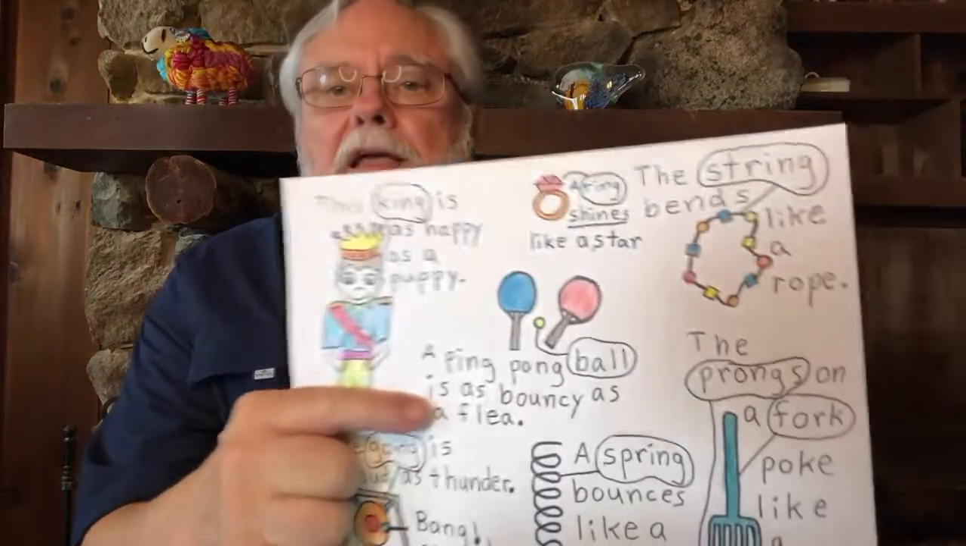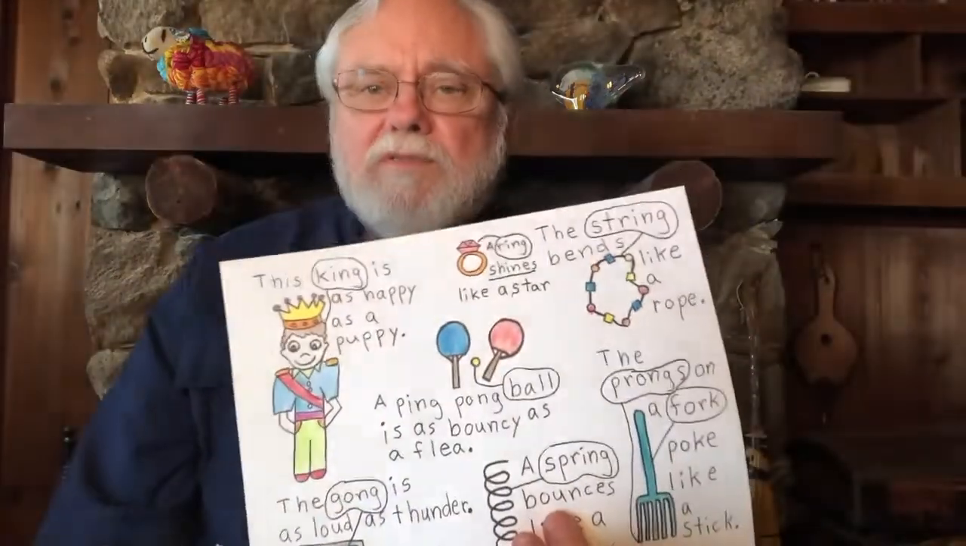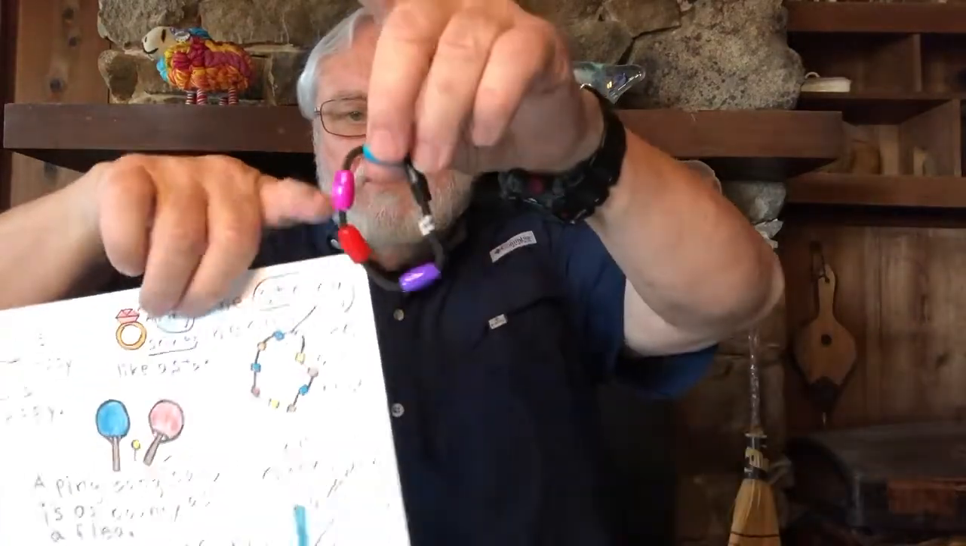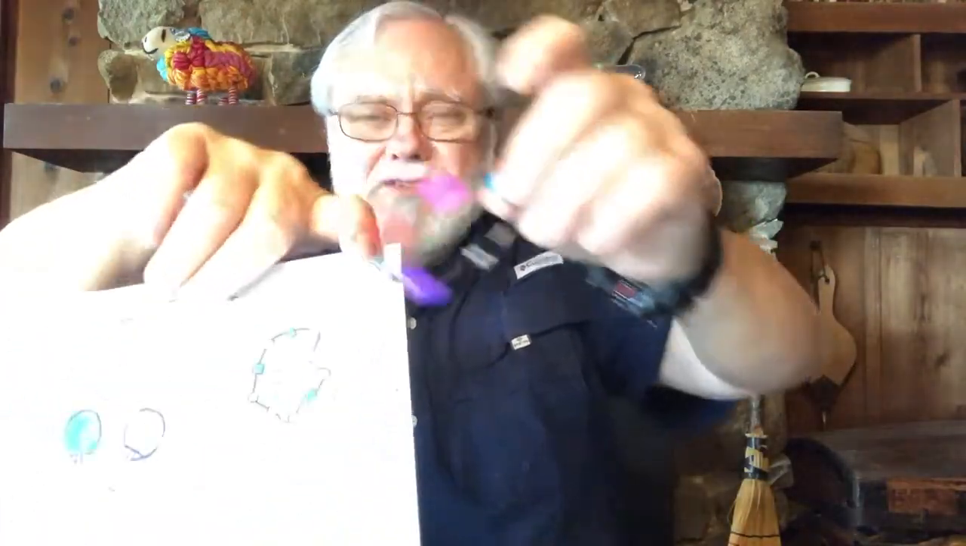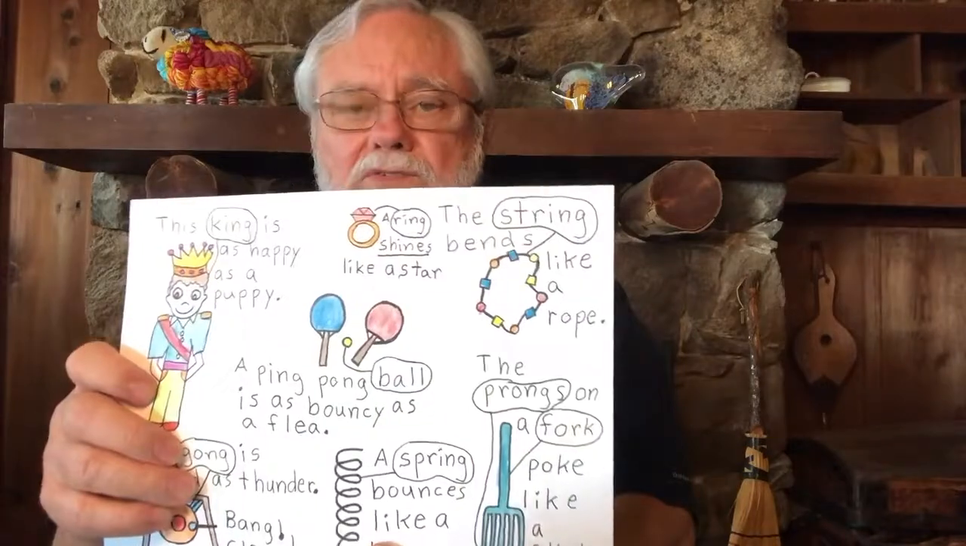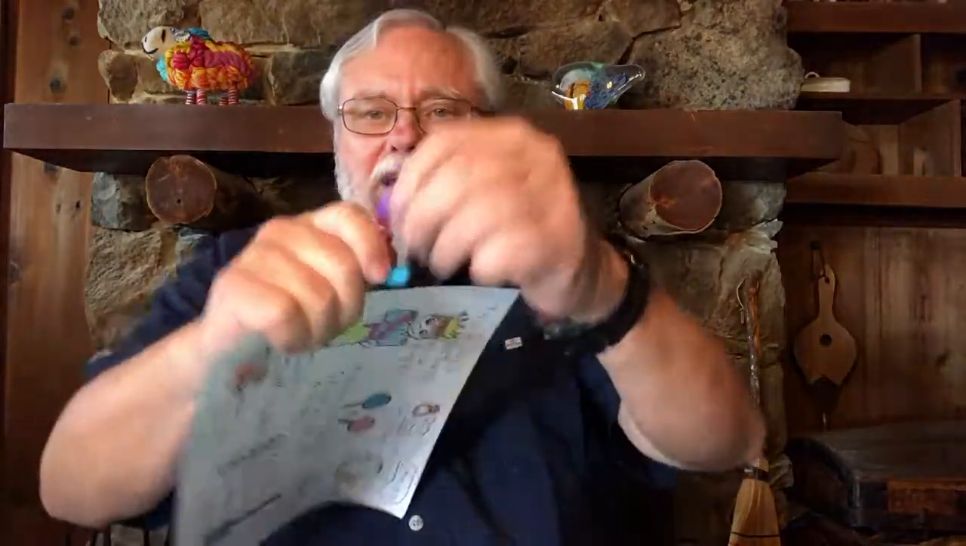And then I put our ping pong ball here, and I put, "A ping pong ball is as bouncy as a flea," because if you've ever seen fleas on a dog or on a cat or something, when you touch them, they bounce. So it's bouncy as a flea. And here's a string of beads. So this is the string that's holding all of the beads together. So I drew a picture of some beads on a string, and I wrote, the string bends like a rope. So you can bend it all kinds of different ways like this.